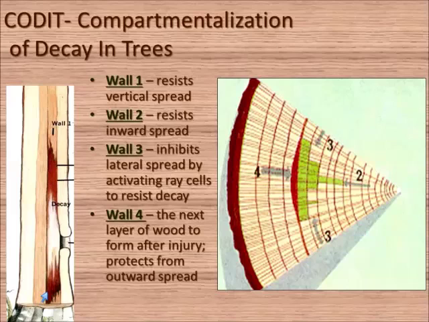The second wall limits the spread of decay inward, and it's partially achieved by the annual rings that the tree puts out every year, so that's a physical barrier. And then the third wall limits the spread of decay sideways like this, and that's usually created again physically by the ray cells of the tree. And then lastly, the fourth wall limits the spread of decay to the living part of the tree, and it's chemical.